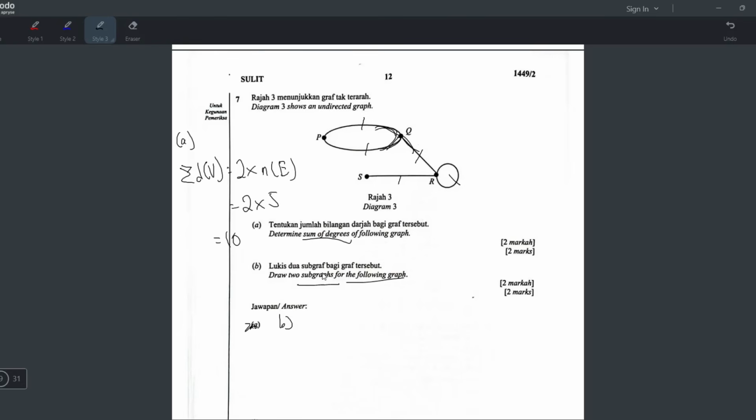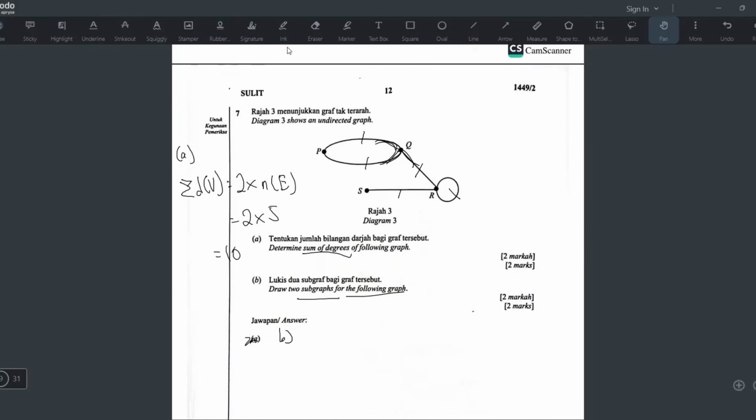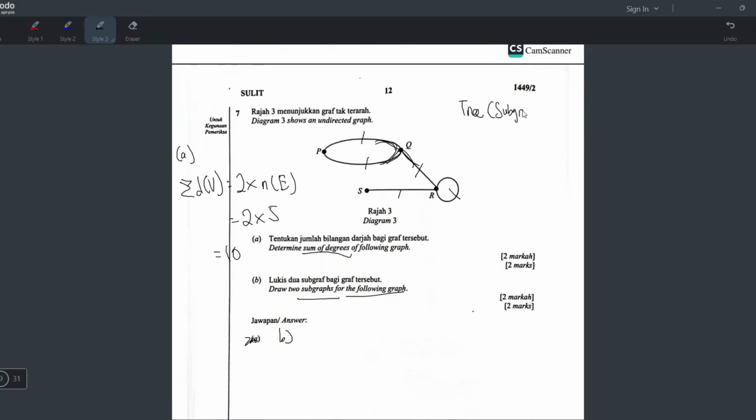Then what about tree? Tree is also a subgraph. But for a tree, it has 4 additional characteristics. It has to be a simple graph, which means no multiple edges and no loops. Then all vertices must be connected, which means it cannot have any isolated vertex. The third one is that NE must be NV minus 1. And the fourth one, no cycle. So this is for tree. Tree and subgraph are the same thing, but a tree has these 4 characteristics.